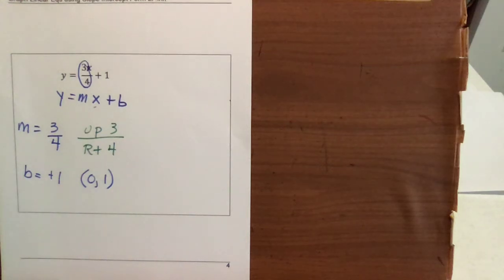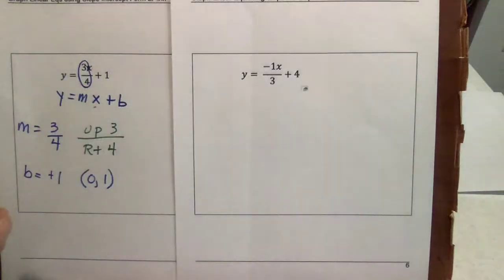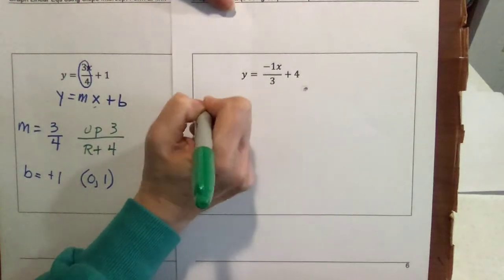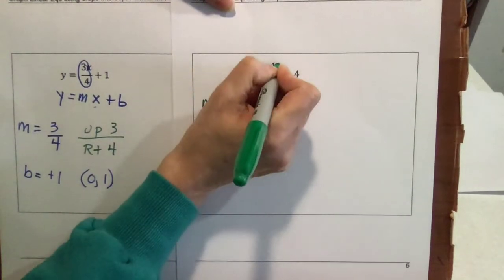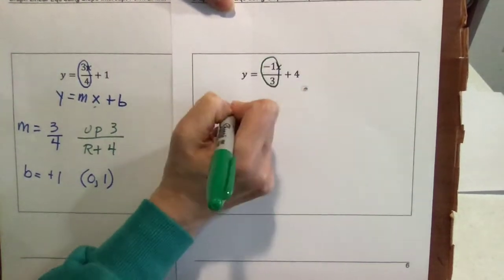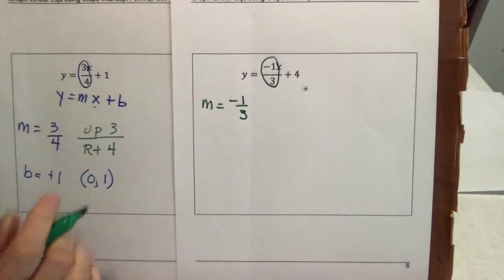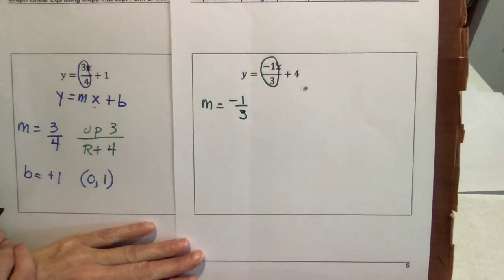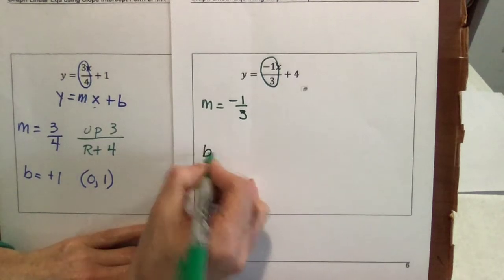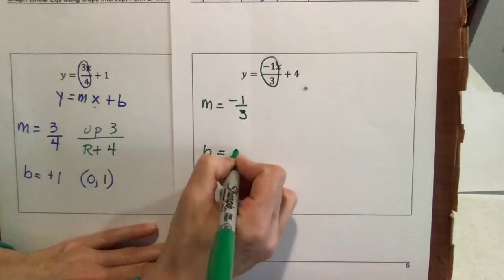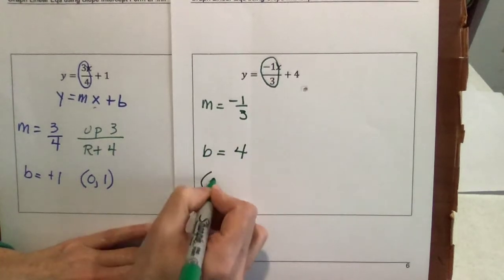All right, next one. y equals negative 1x over 3 plus 4. Again, our slope is the number in front of the x. So y equals negative 1/3 x. I'm sorry, negative 1/3. x doesn't become part of the slope, my slip. And the y-intercept is plus 4. So it's (0, 4).